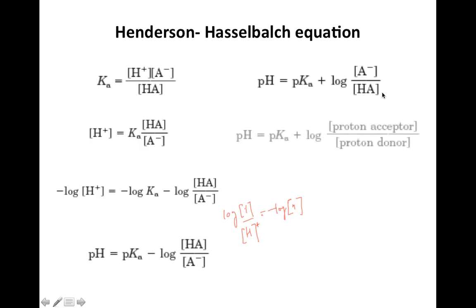And this is our Henderson Hasselbalch equation, which tells us that pH will be equal to pKa plus log of proton acceptor over proton donor. This is a kind of acid, and this is a kind of base in the conjugate acid base system.